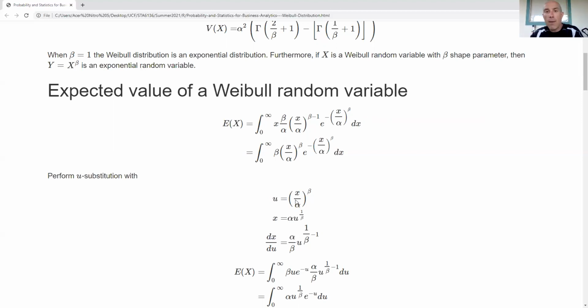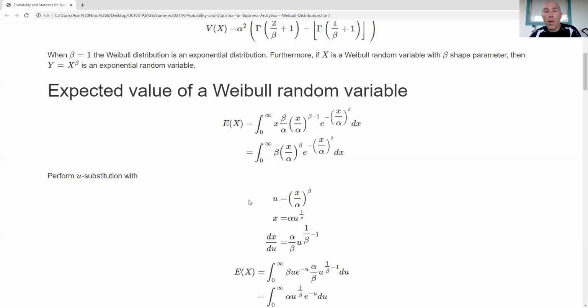All right, if I solve for x, I see that x is going to be equal to alpha times u to the 1 over beta. Now, if I take the derivative of x with respect to u, the left becomes dx du, and on the right-hand side I have to take the derivative. That's just u to the power of something. The power rule for derivatives is one of the easiest formulas, and so we get that.